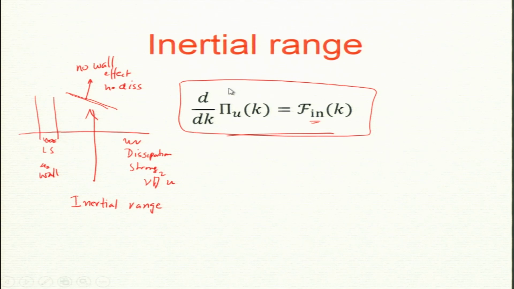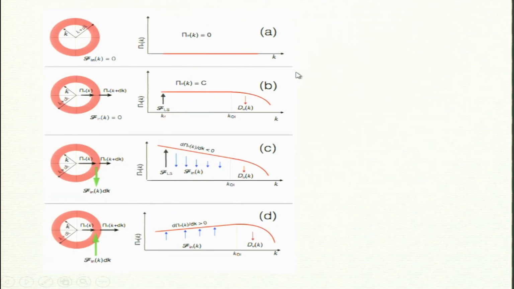Now, my next slide is a slightly dense slide. So, there are 4 cases. Now, I will go one by one, and that will answer your question. So, let us consider a case where my inertial range force is 0. If the inertial range force is 0, then d pi by dk is 0. So, flux will be constant.